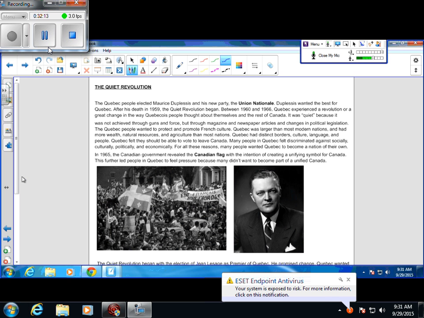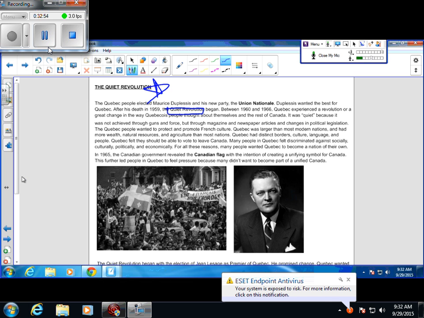Alright, so let's get to the Quiet Revolution. Maurice Duplessis and his party, the Union Nationale, wanted what was best for Quebec. But after his death in 1959, the Quiet Revolution started. You'll see me use this term again. It really started in the 60s and lasted from about 1960 to 1966.